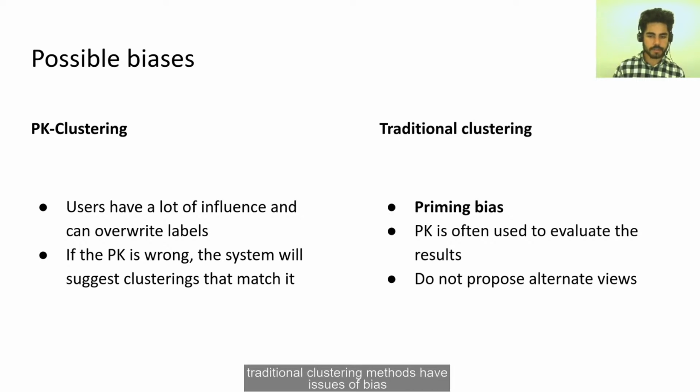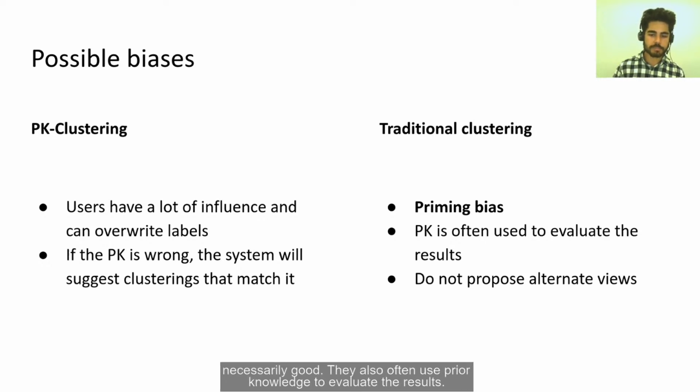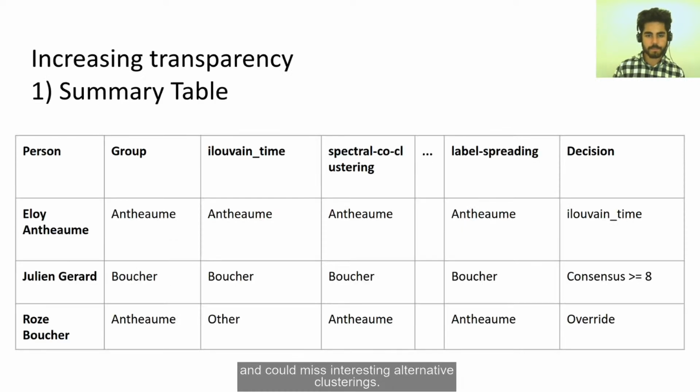Traditional clustering methods have issues of bias as well. Users can be primed to believe the results of the first algorithm they try, and accept results which are not necessarily good. They also often use prior knowledge to evaluate the results. Finally, they often try only a few algorithms and could miss interesting alternative clusterings.